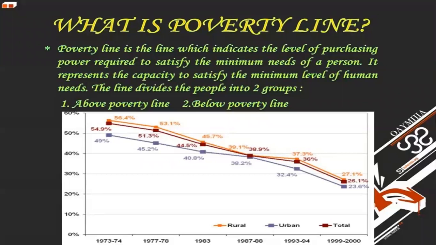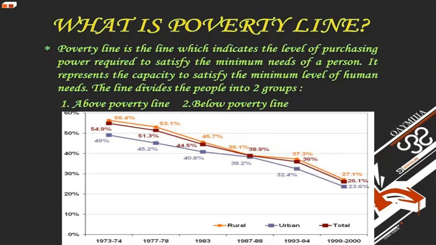Here we see the chart. First of all, I will explain the concept. The poverty line indicates the level of purchasing power required to satisfy the minimum needs of a person. It represents the capacity to satisfy the minimum level of human needs. The line divides people into two groups, above the poverty line or below the poverty line. The concept of the poverty line is used to measure the extent of poverty in the country. So that is called poor or non-poor.